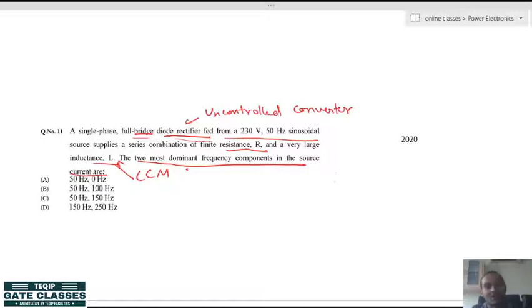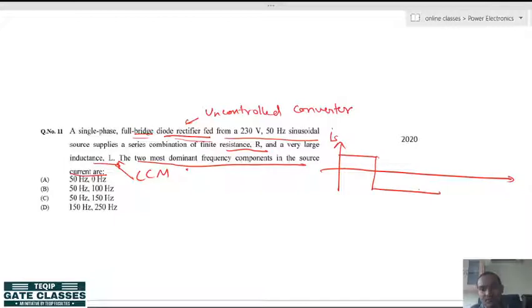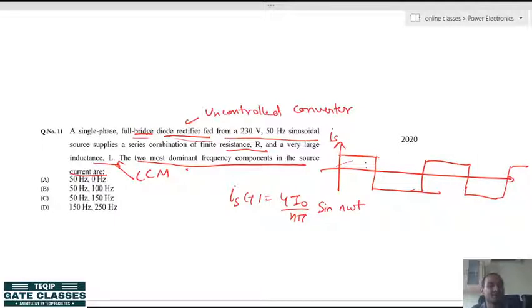So, you have to remember the waveform of the diode current, the source current. For a full uncontrolled converter, you remember that the source current comes like this, and when you do its Fourier series analysis, what do you get here? The Fourier series analysis gives you i_s(t) equals 4 I naught upon n pi sine n omega t. If you remember, this gives you this.